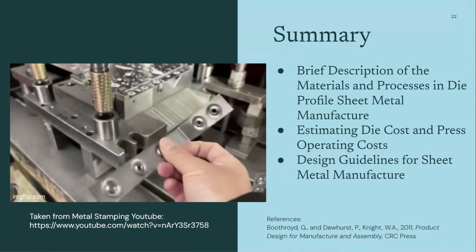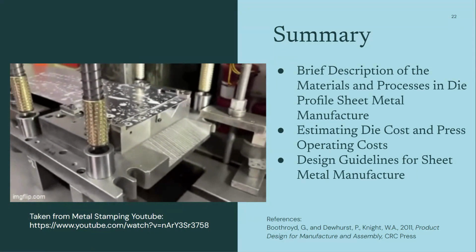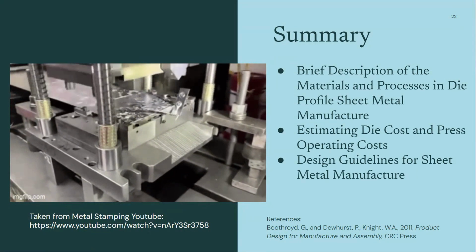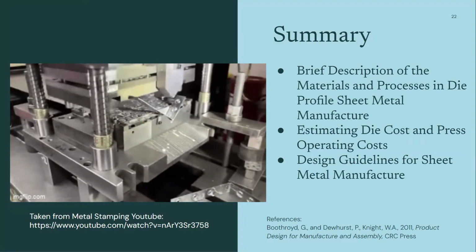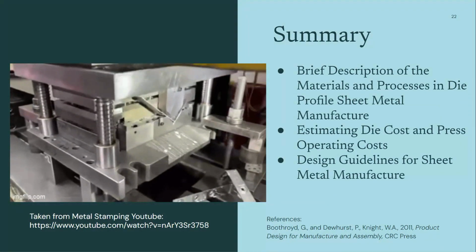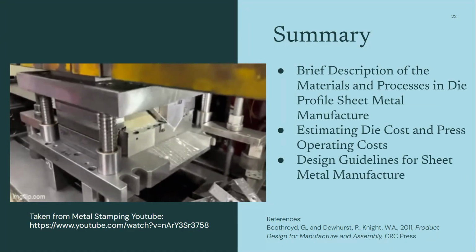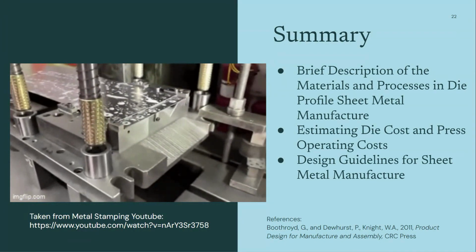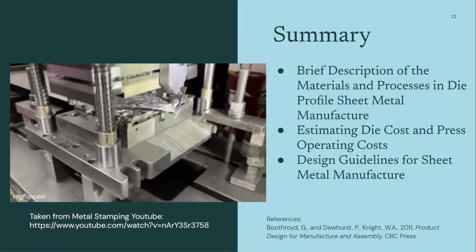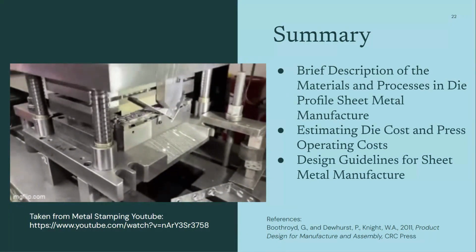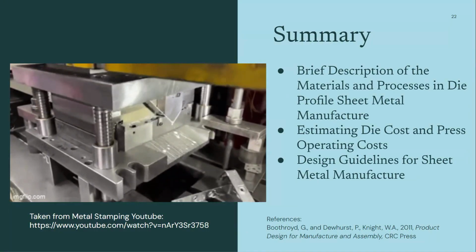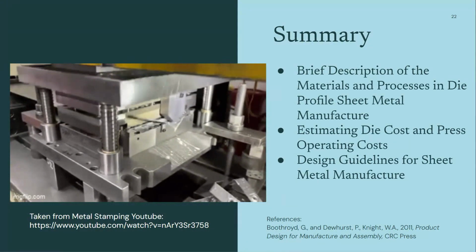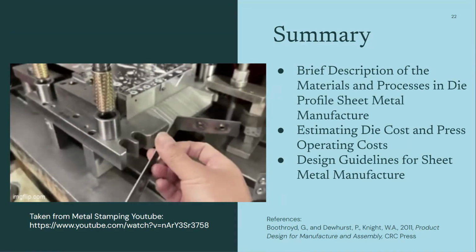So in summary, I've offered a brief description of the materials used in profile sheet metal manufacture, as well as some of the processes. We went over estimating die costs to make the die and the tooling that goes along with it, as well as the selection of an appropriate press and its operating costs. And lastly, we covered some design guidelines for sheet metal manufacture.